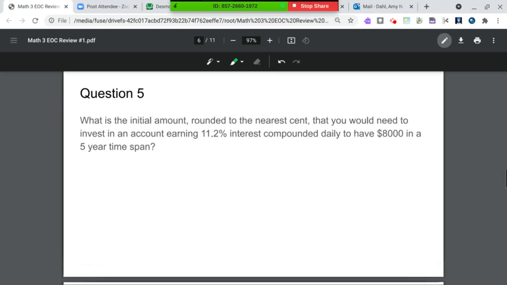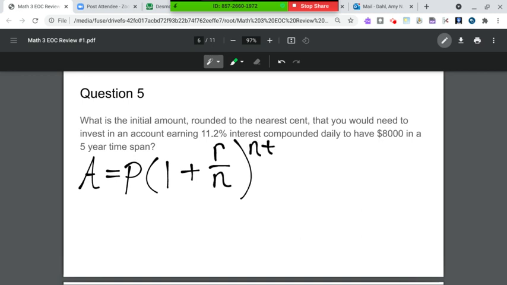Okay, number 5. What is the initial amount, rounded to the nearest cent, that you would need to invest into an account earning 11.2% interest compounded daily to have $8,000 in 5 years? Okay. Compound interest. You're using the formula A equals P, parentheses, 1 plus r over n, raised to the n times t. I always want to say y equals.